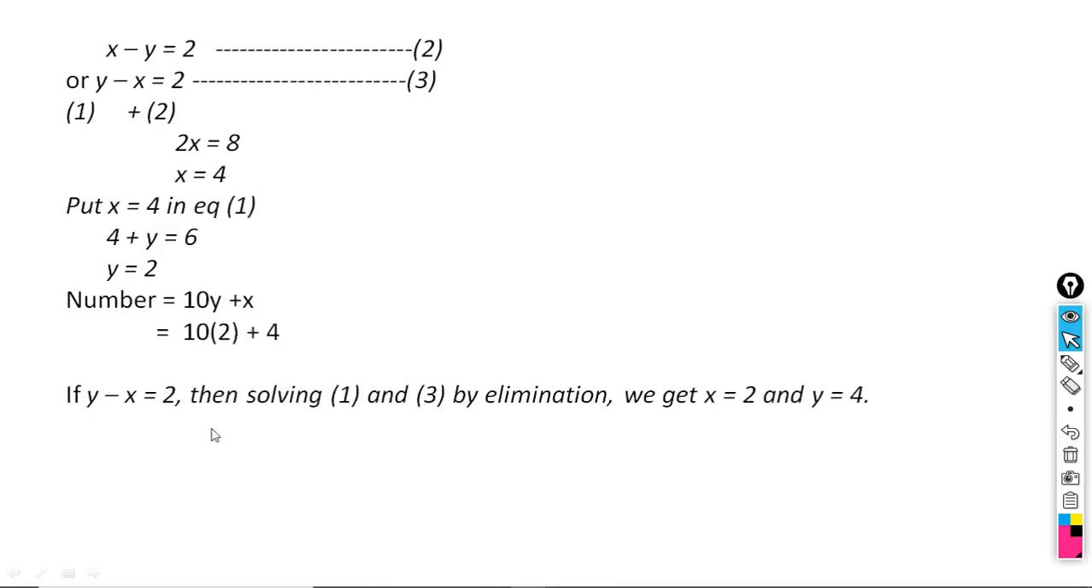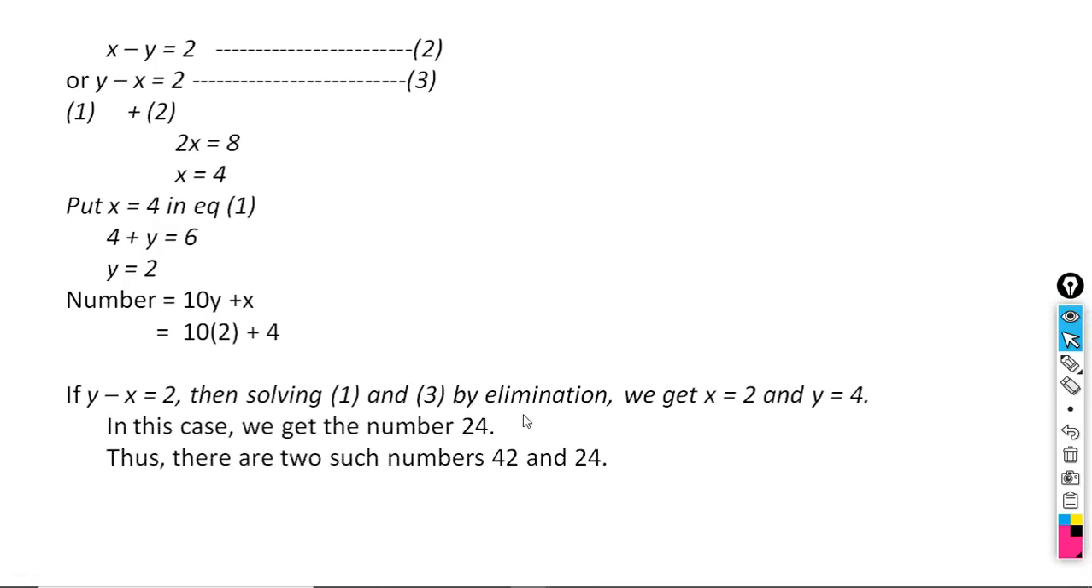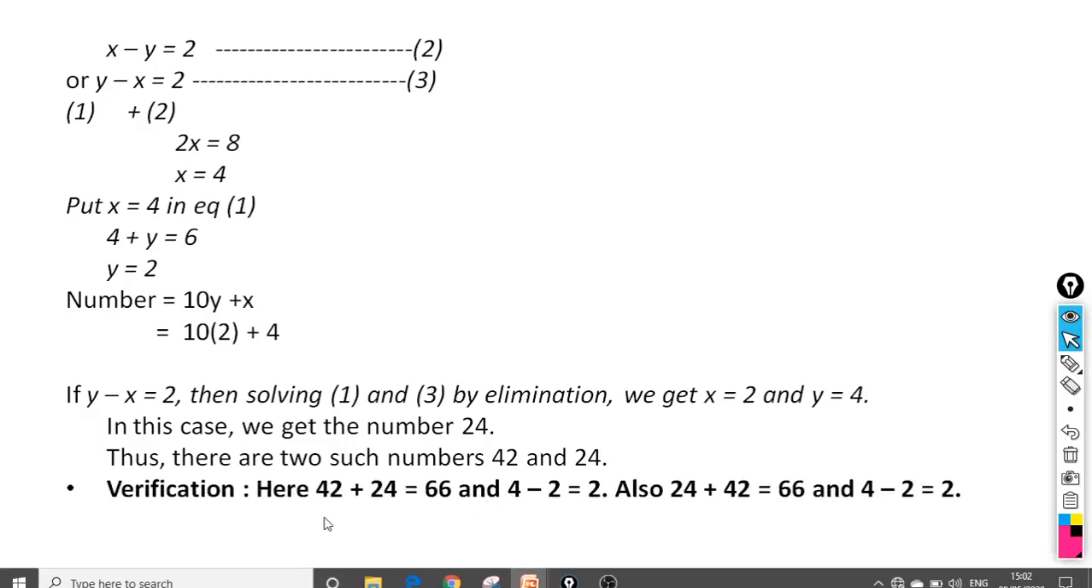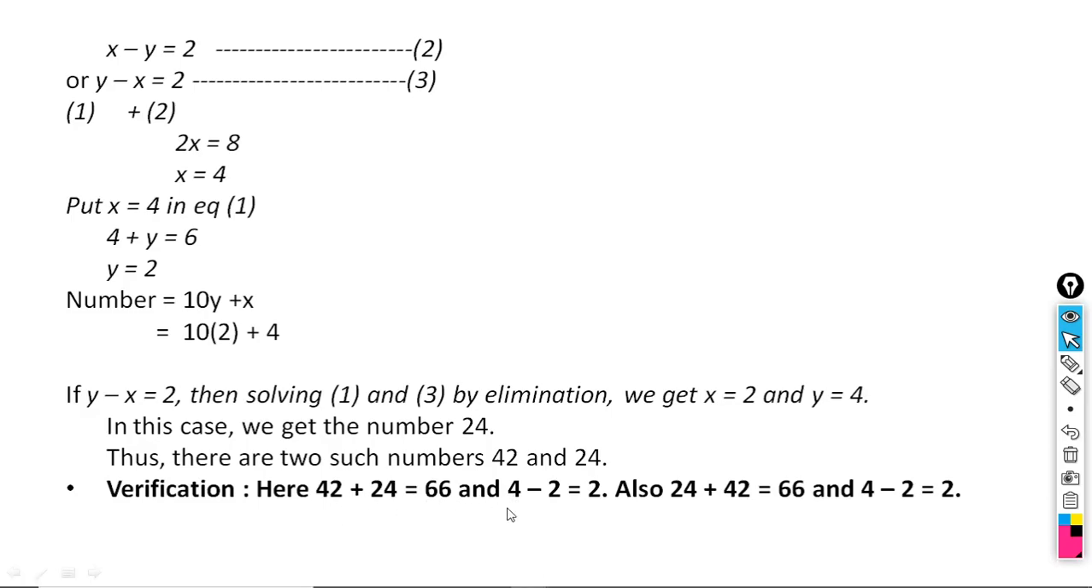When we solve y minus x is equal to 2 with equation number 1 and 3, we get the number 42. So there are two possible numbers: one is 42 and the second is 24. Verification can be done. You see that the sum of these two numbers, 42 plus 24, is 66, and the difference of the digits is 2.